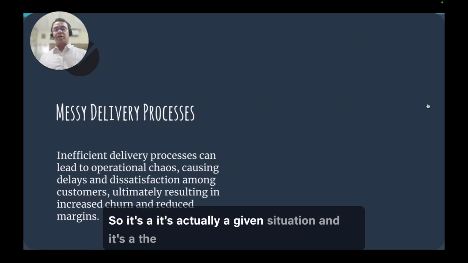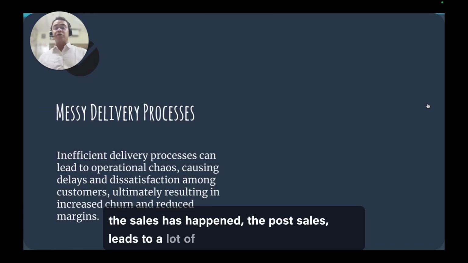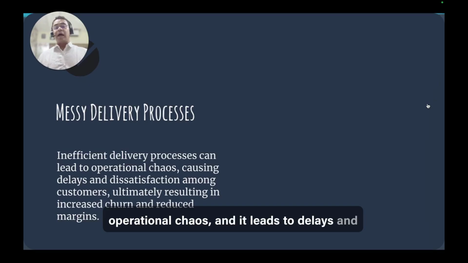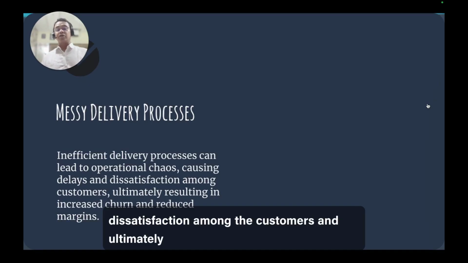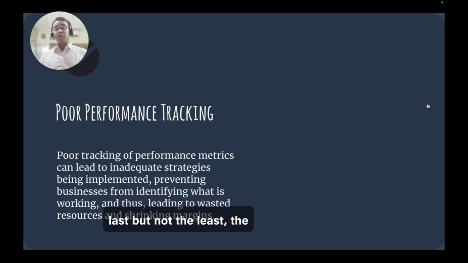So it's actually a given situation, and the delivery process is really inefficient, because while the sale has happened, the post-sale leads to a lot of operational chaos, delays and dissatisfaction among the customers, and ultimately results in increased churn and reduced margins. Last but not least, the performance tracking metrics have not been identified in a proper manner, and because of which there are inadequate strategies and inefficient implementation, a ton of time and resources being wasted, and it ultimately leads to shrinking margins.